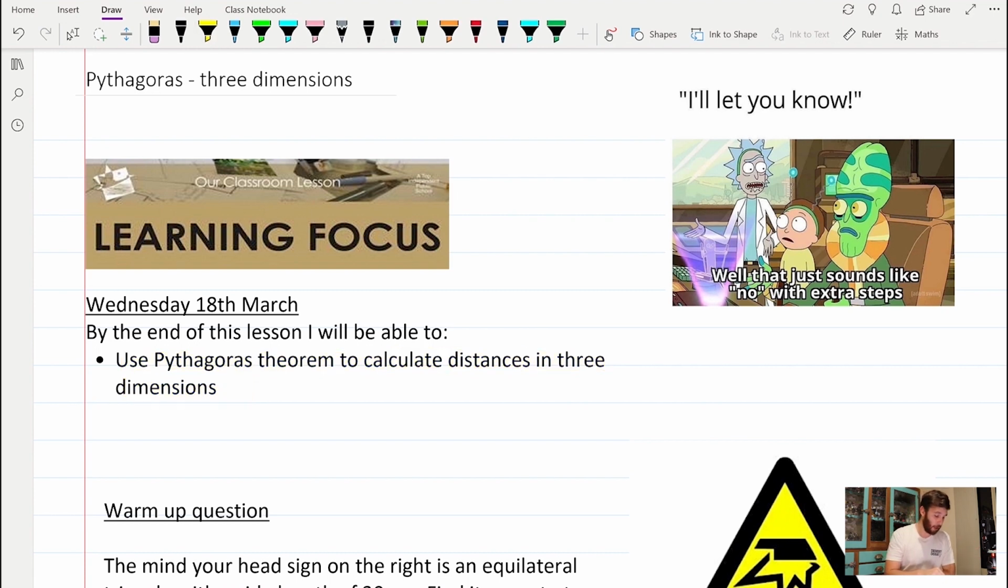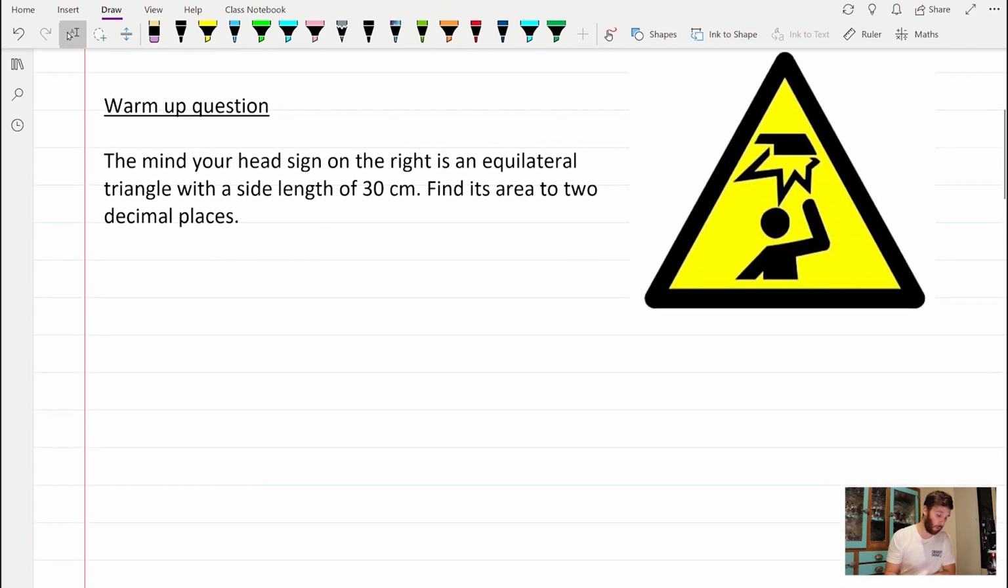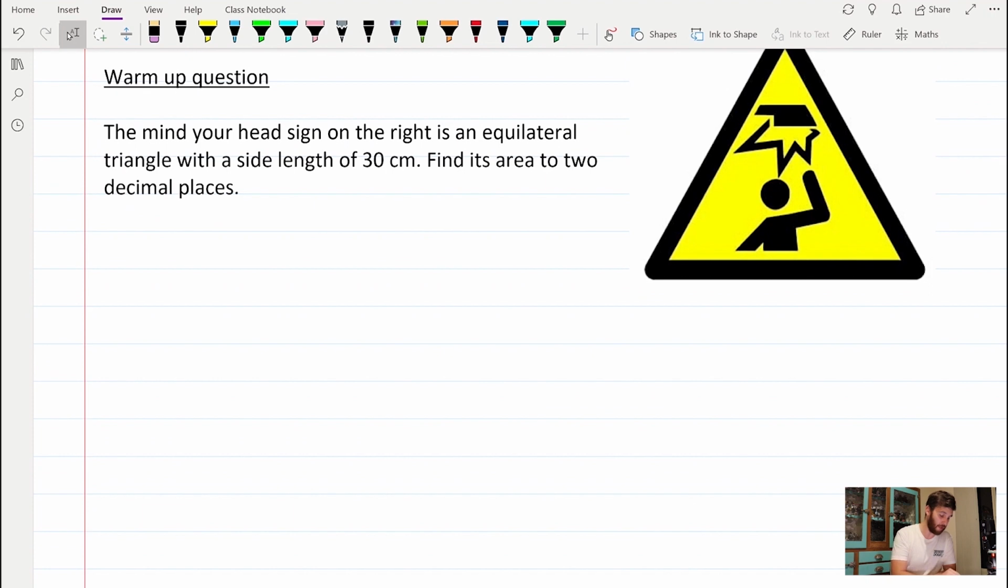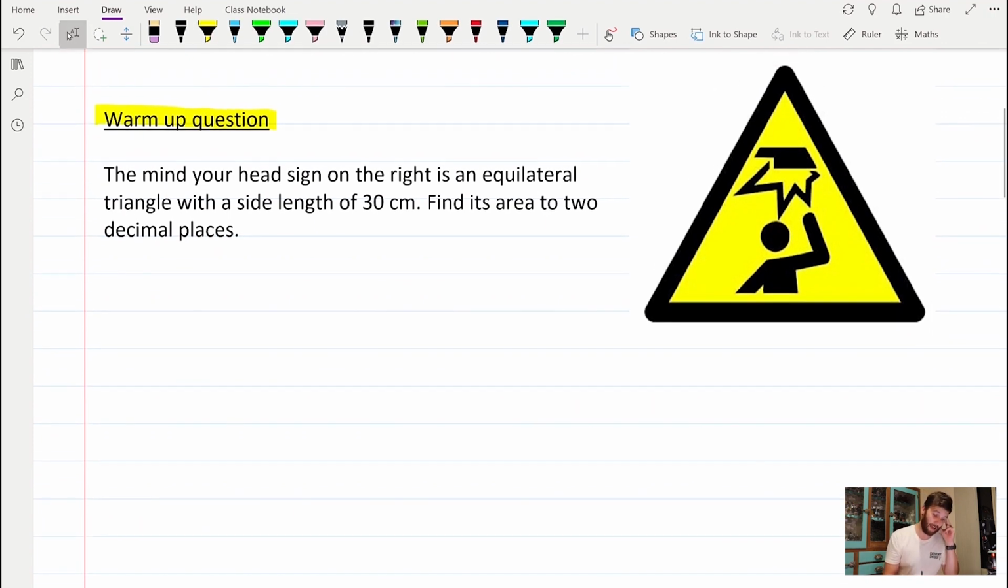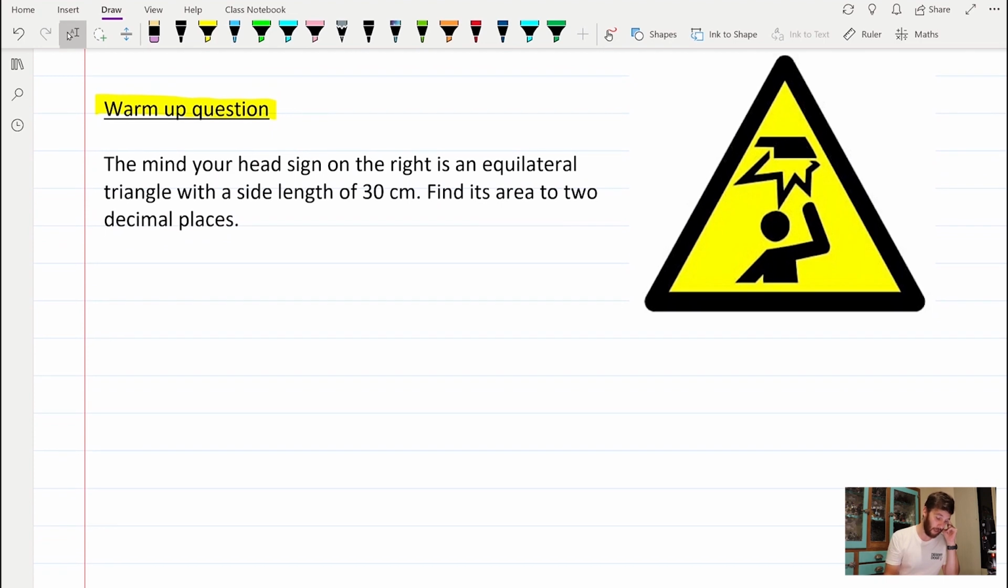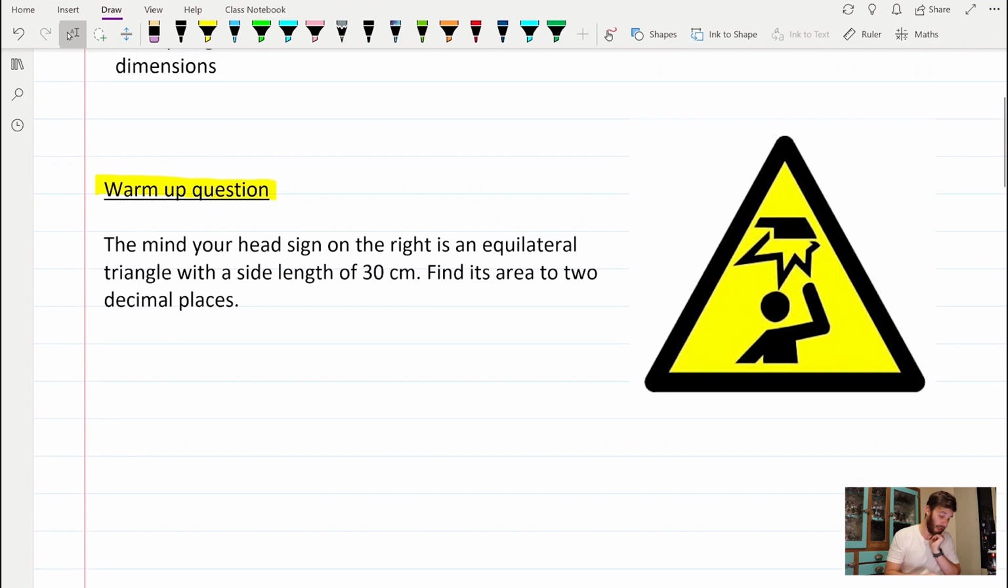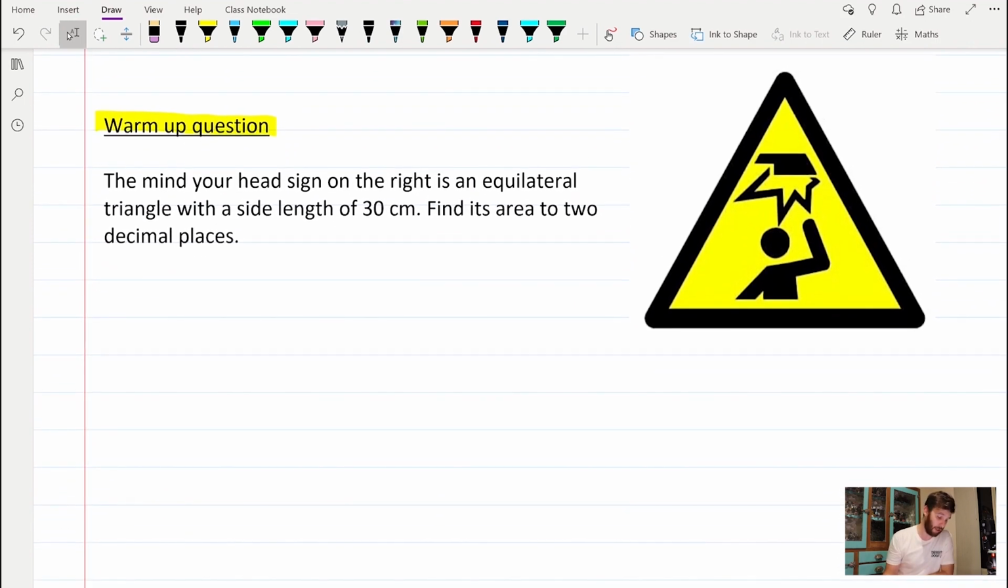Okay, so moving on, we're going to do a little warm-up question to review what you would have done in class yesterday. The mind your head sign shown on the right of the page is an equilateral triangle with a side length of 30 centimeters. What we'd like you to do is find its area to 2 decimal places. So hit pause, I'll have some orange juice and then we'll keep going.